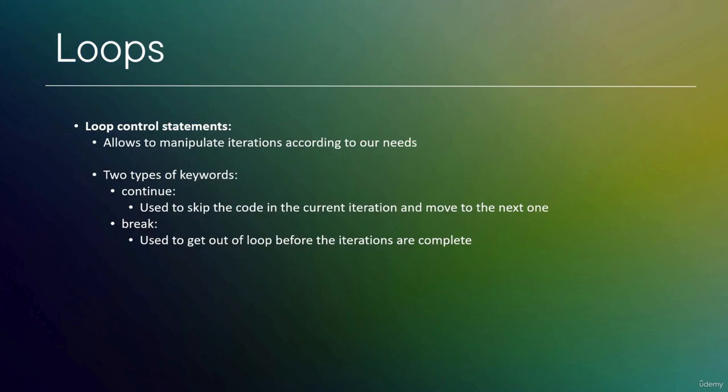So loops also allow some control statements. So these allow us to manipulate iterations. So for example, you do not want to complete all the iterations. So there are two types of keywords, the continue keyword and the break keyword. The continue keyword is used to skip the code in the current iteration and move on to the next one. So let's say you have a condition. If that is true, you do not want to execute the code in this current iteration. You just want to move on to the next one and skip the code for this one within the loop. So we can do that using the continue keyword.